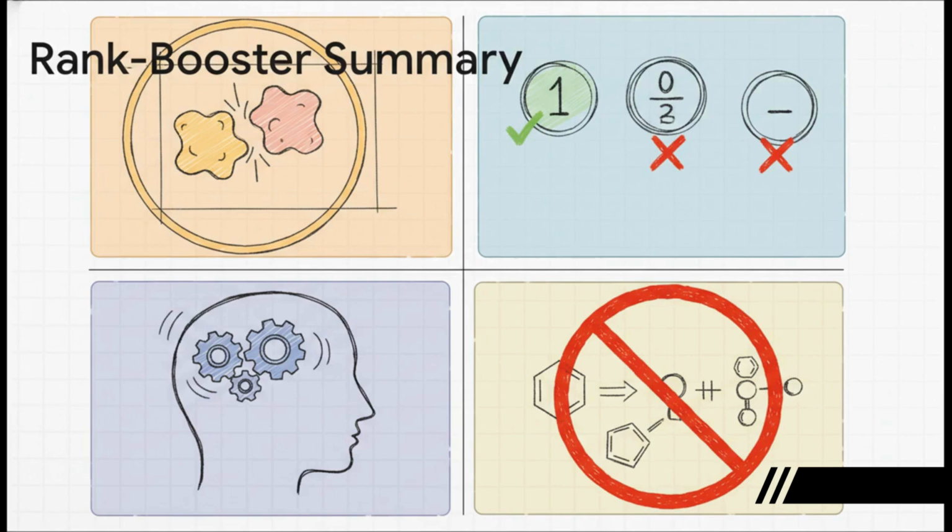So let's do a super quick recap of your rank-boosting summary. 1, molecularity is how many particles collide in one elementary step. 2, it's always a positive whole number, 1, 2, or 3. 3, it's a theoretical idea. And 4, the most important one, never, ever, ever guess it from a balanced equation unless you are told point blank that the reaction is elementary.